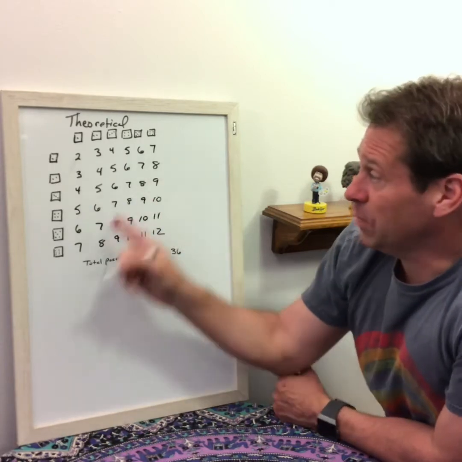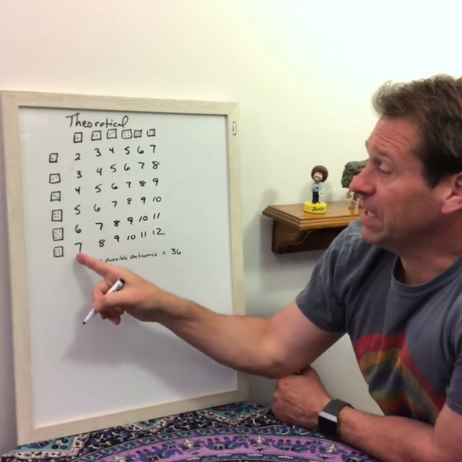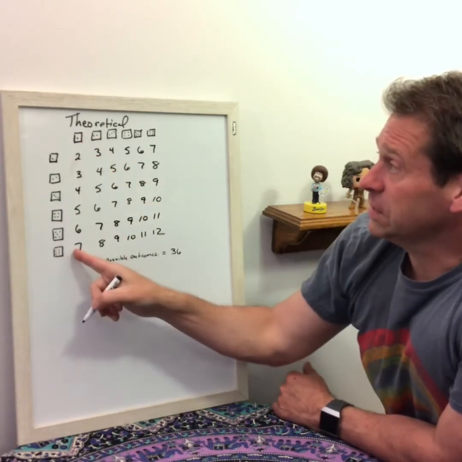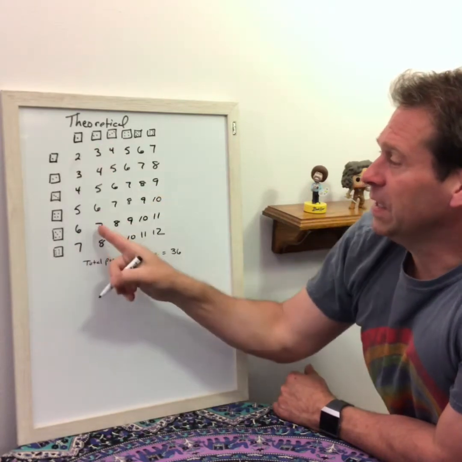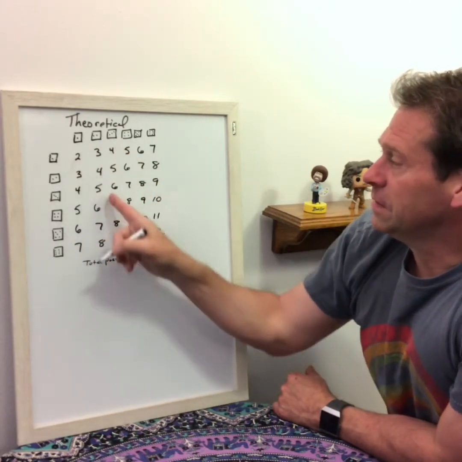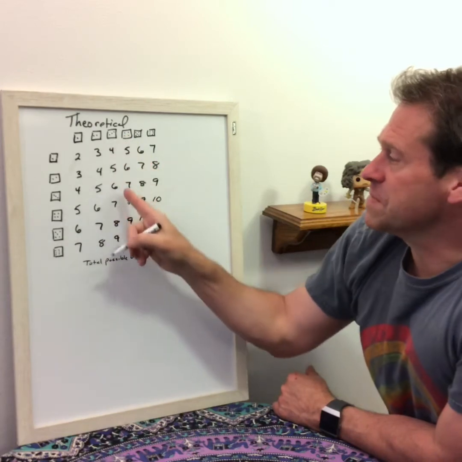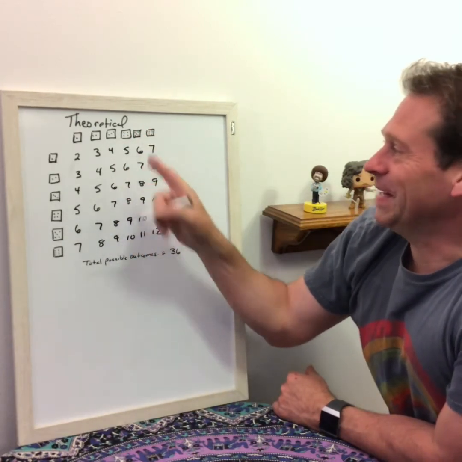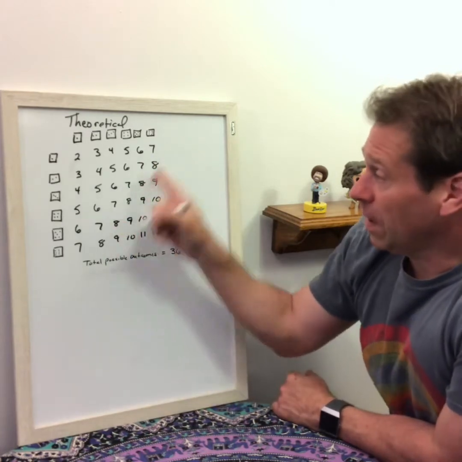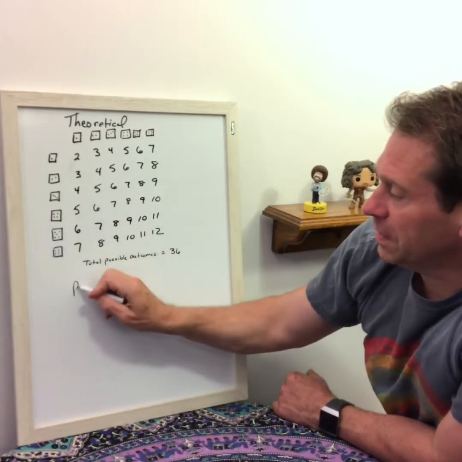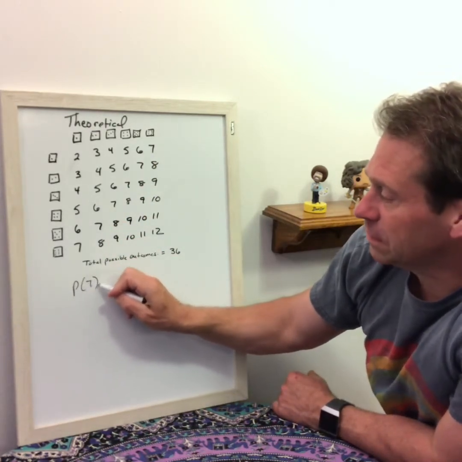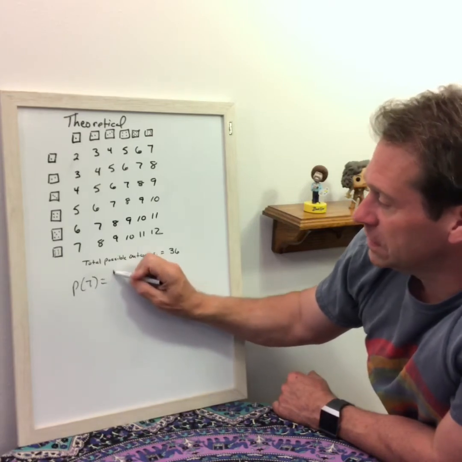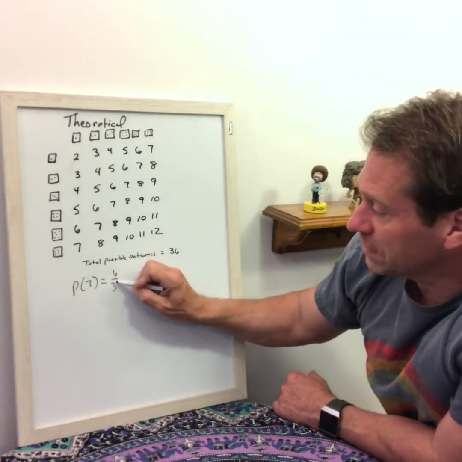The one that happens the most is 7, because 7 can be a 1 and a 6, a 2 and a 5, a 3 and a 4, a 4 and a 3, a 5 and a 2, and a 6 and a 1. So of these, the probability of a 7 would be 6 out of 36.